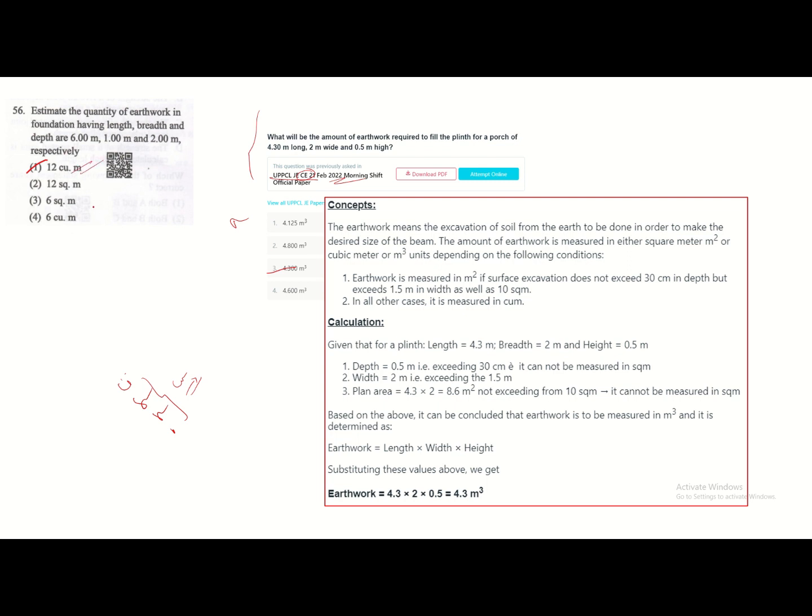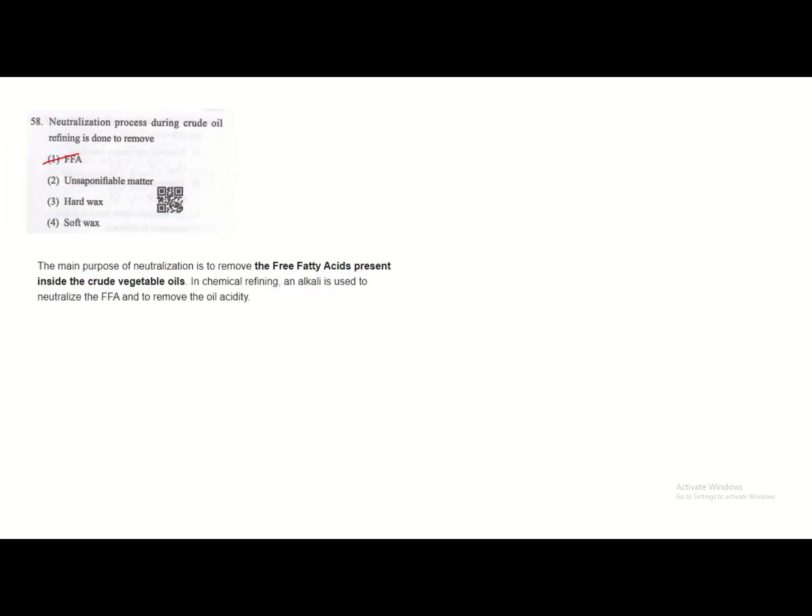So always the volume should be in meter cube. So simply, this is eliminated, this is also eliminated. So remaining are A and 4. If you multiply based on these values, you will get the answer 1.